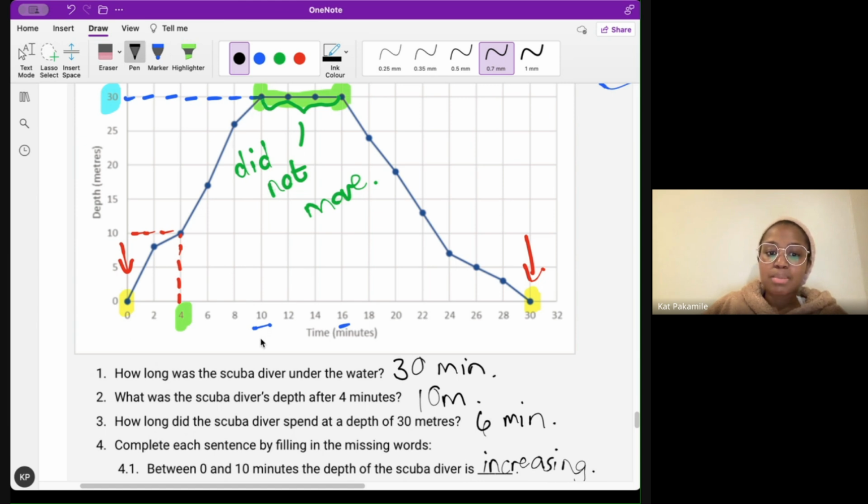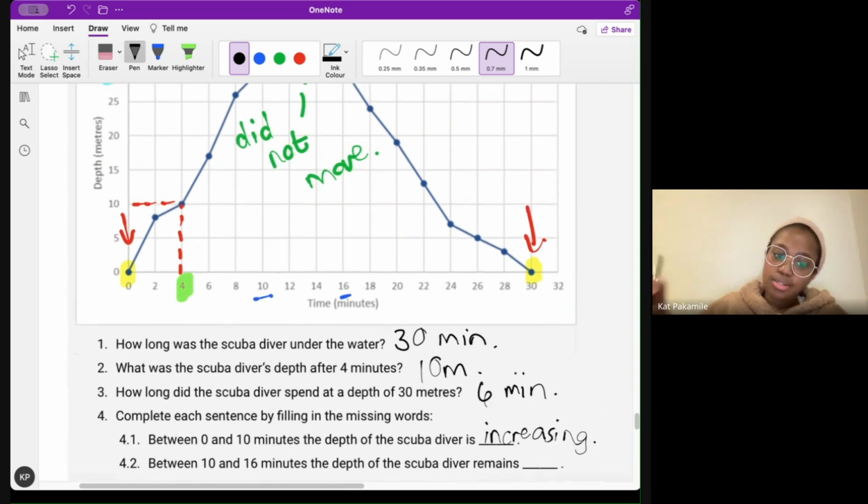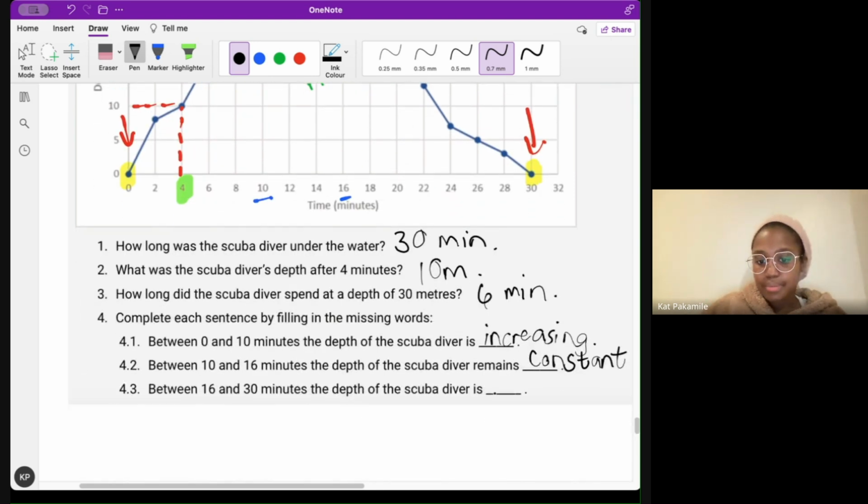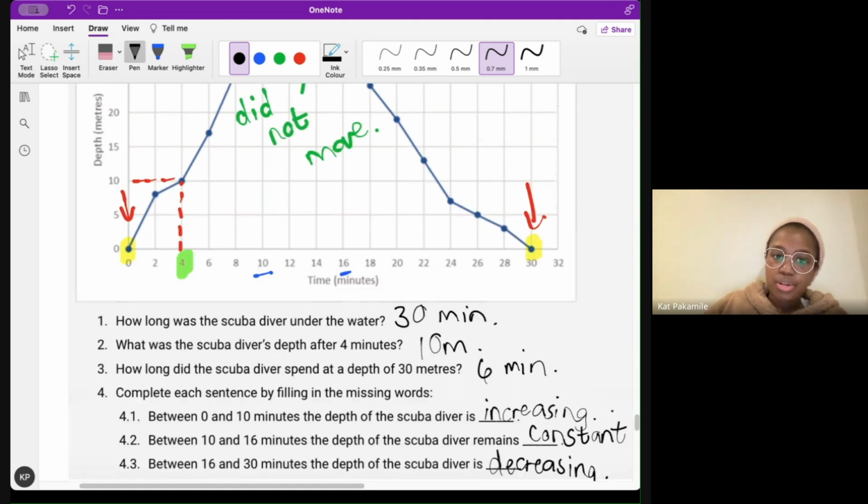What's happening between minute 10 and 16? It is constant. The depth remains constant. And what happens after minute 16? The depth is decreasing. Nice, guys. That was a great one.